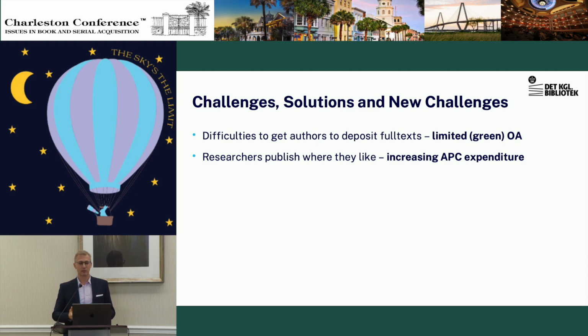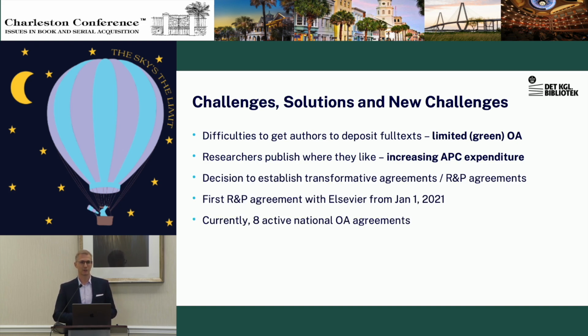And the fact of the matter is also that researchers do publish wherever they like. And as there's more open access journals out there, there are also more APC expenditure. So that was the first sort of round of challenges, and that led to the institutions taking a decision to start to establish transformative agreements.